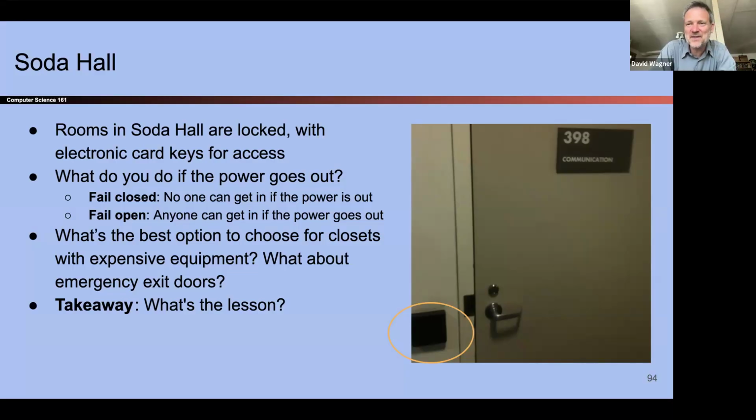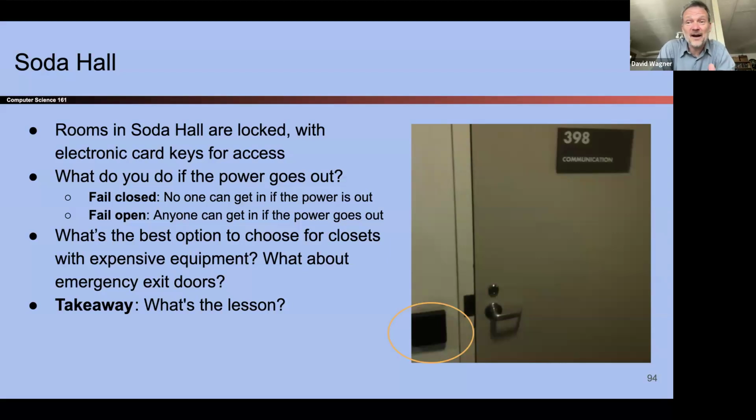Probably locked. I don't know if it's that critical, but you don't want someone stealing all your routers. And if the power's out, my network's off, so I probably don't need to get in anyway. What would be a good default for emergency exit doors? Should they default to locked or unlocked? Totally unlocked, totally. You don't want anyone trapped inside.